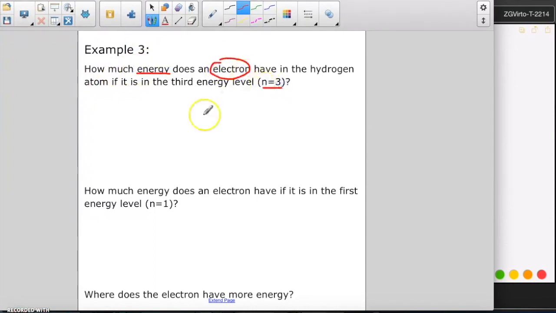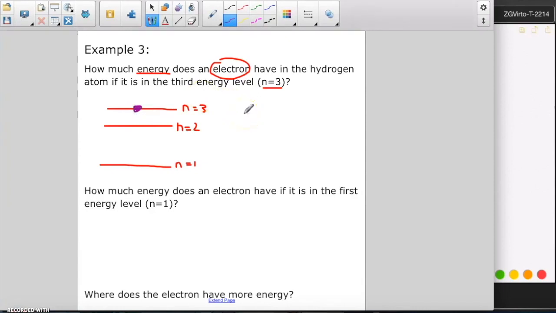level N3. So if this is level N1, which is the ground state, this is level 2, which will be a more excited state for the electron to be, and this would be level 3. So the problem here is asking us to find out the energy that an electron will have when it is in this energy level. That is what we want to know.